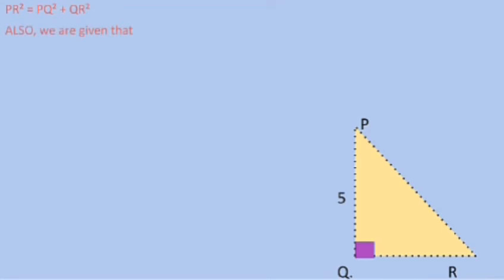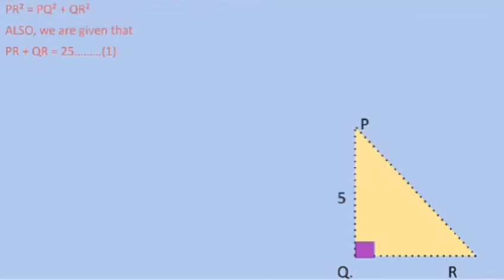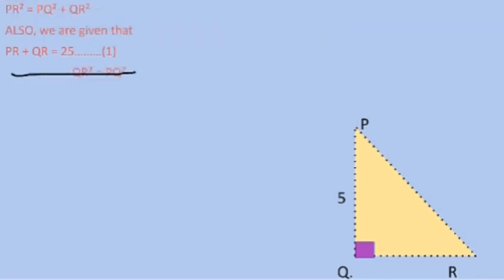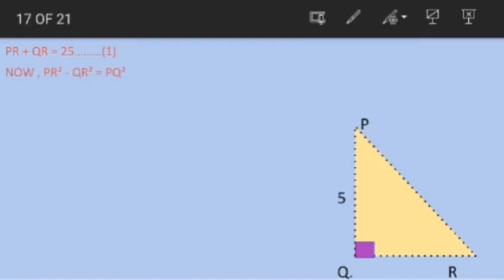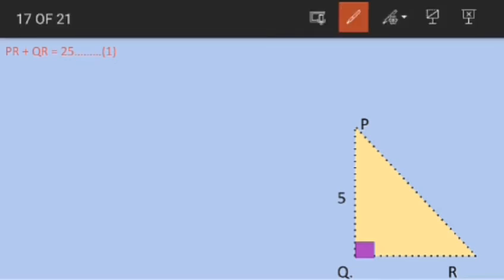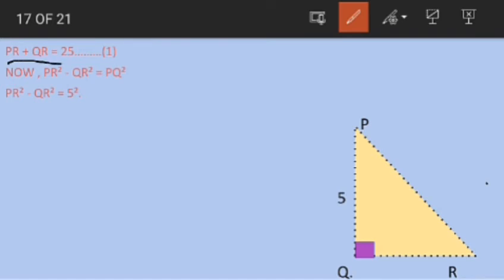Class, we know that we are given, as I mentioned, PR plus QR equals 25. So we will utilize this PR plus QR. We are given that PR plus QR equals 25, and we are also given that PR square minus QR square equals PQ square.